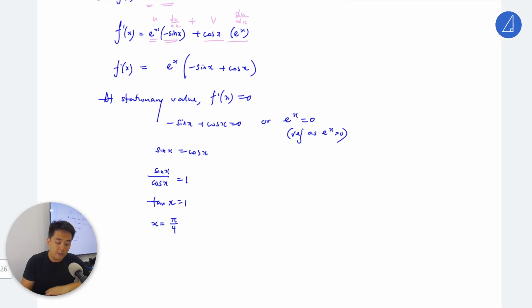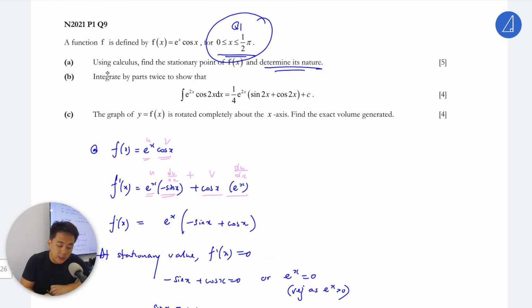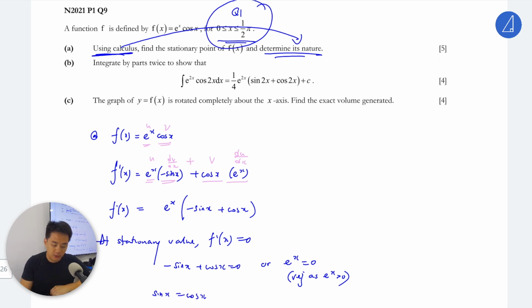Determine its nature. They say using calculus to determine its nature, can you use the first derivative test? Actually, you can use either first or second, but I think second is more legit. Yeah, I think I will use the second derivative test.